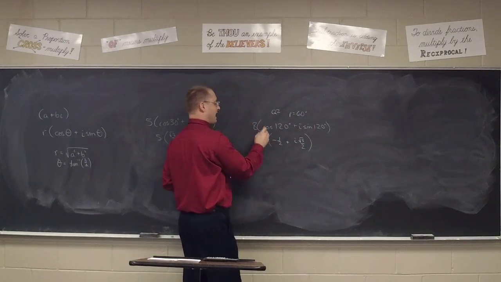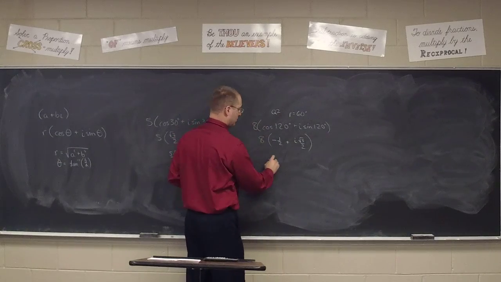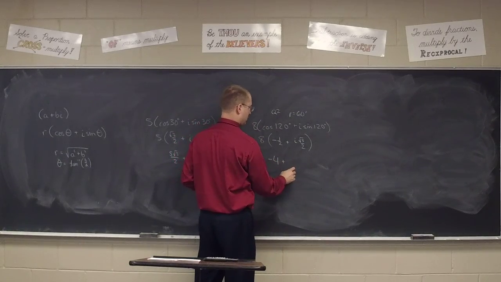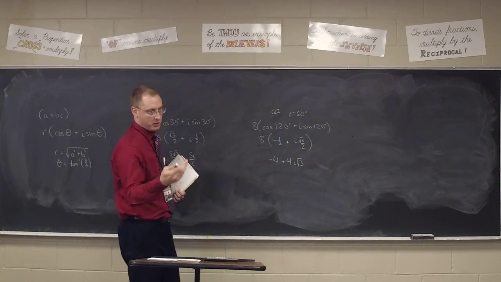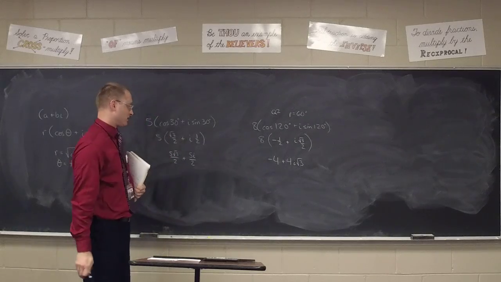And then we'll distribute the 8 all the way through to get, and we'll sneak the i in between because we always put the radical last. So negative 4, positive 4i root 3.